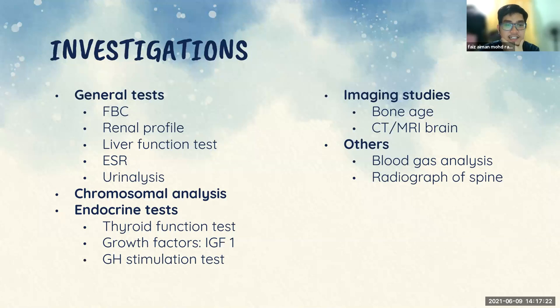Okay, investigation. General investigations that can be done are as usual: full blood count, renal profile, liver function test, ESR or urinalysis. Or if you are concerned that the patient has some syndrome or genetic problem, do chromosome analysis. And importantly, do endocrine tests, look for any hypothyroidism by taking thyroid function tests, take the growth factors, IGF-1, or if you still have a strong suspicion of growth hormone problems, we can do growth hormone stimulation tests. And then imaging studies include bone age, CT or MRI of the brain. Okay, others, if there is suspicion of other causes, can do blood gas analysis or radiograph of the spine.